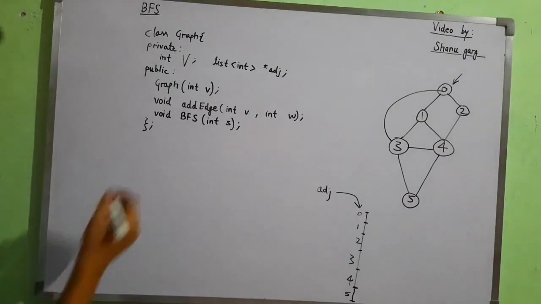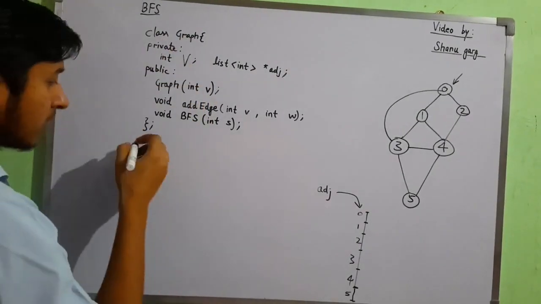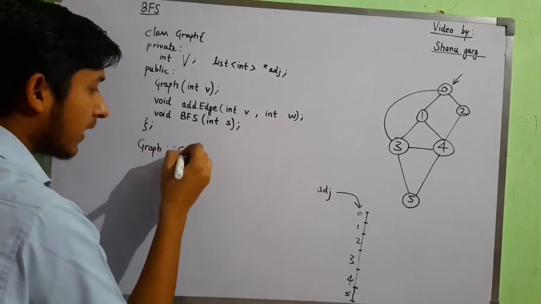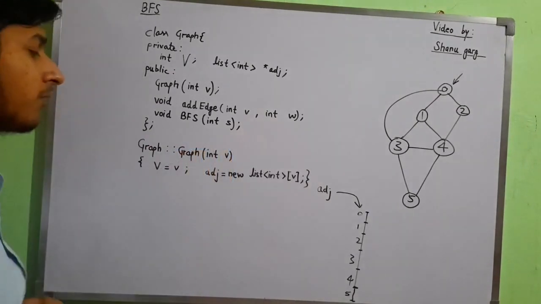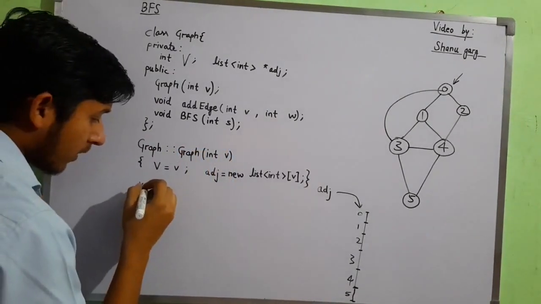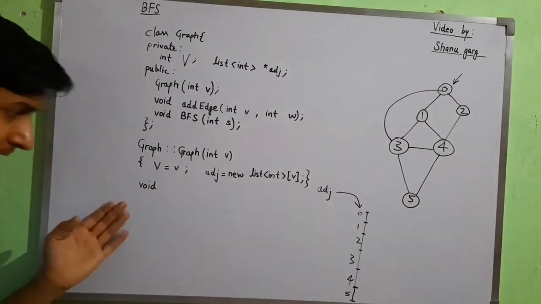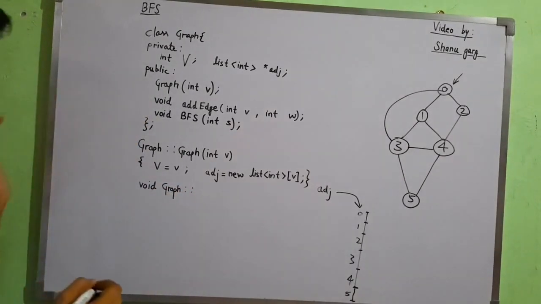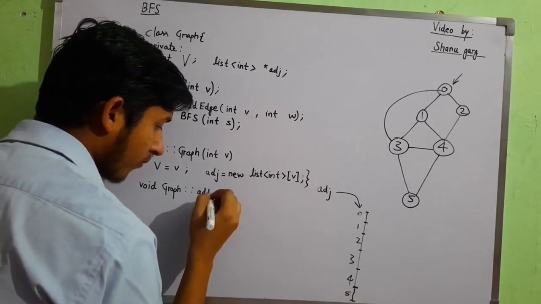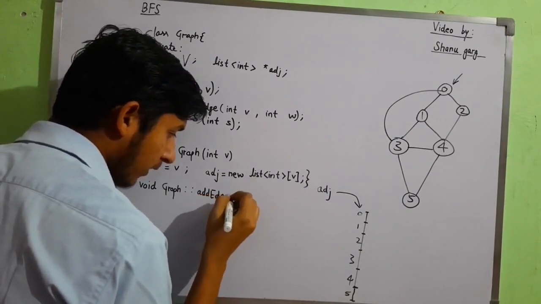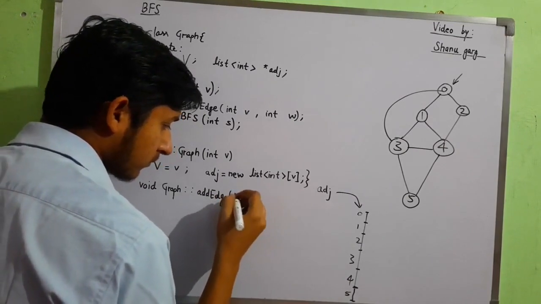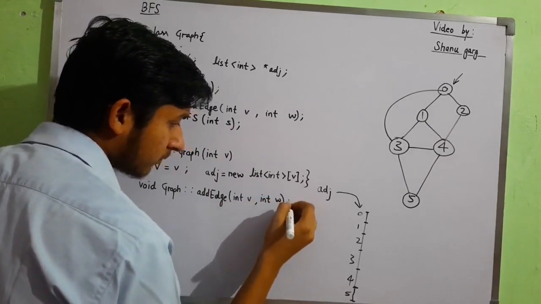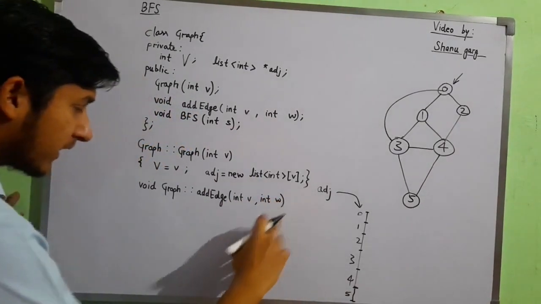So now outside this class we will declare that there is a function in graph, that is graph only, because that is the constructor. Second thing, a function with no return type from class graph that has add edge, int v and int w. Now not this, we are declaring it here.